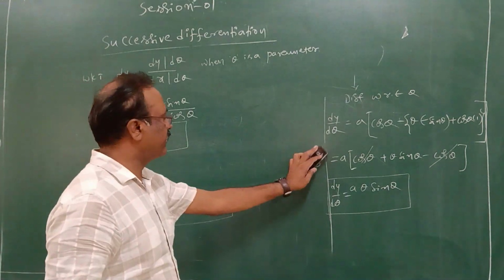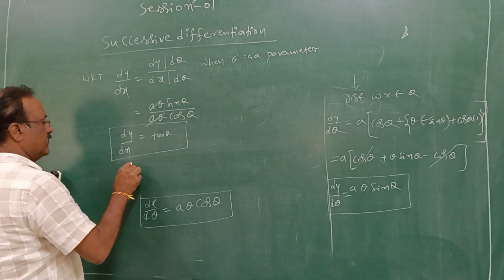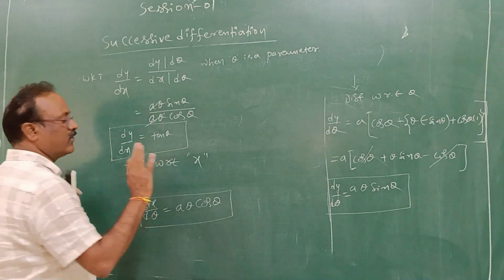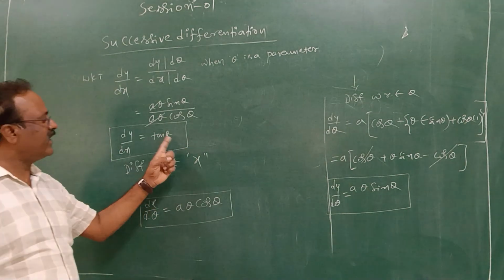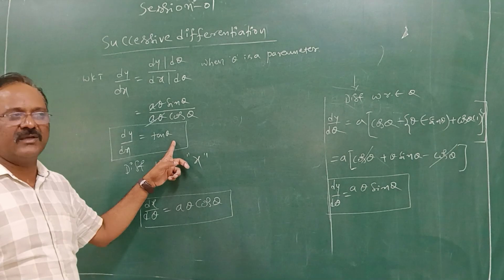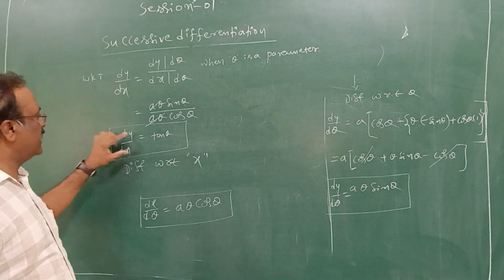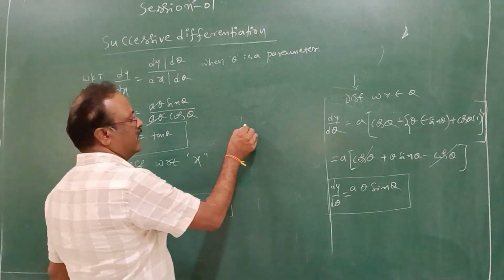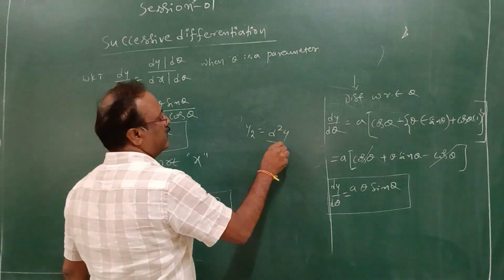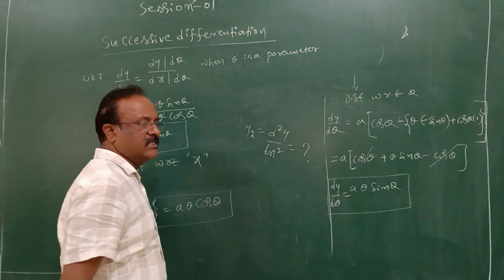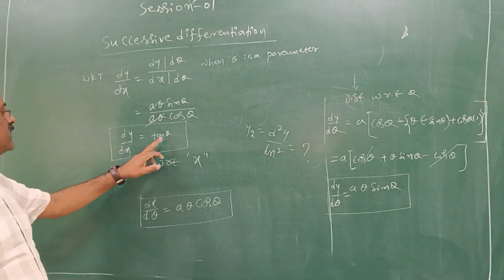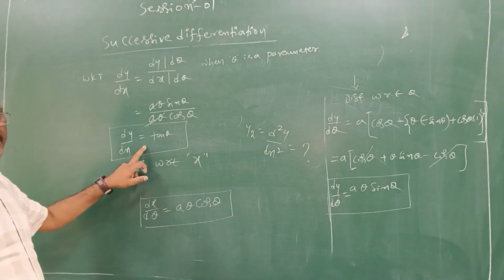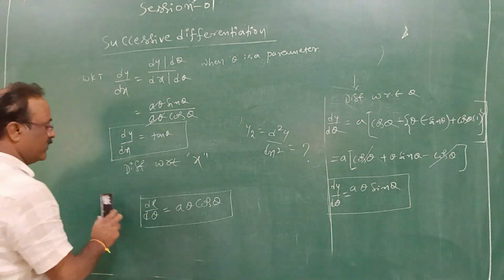Now I want to differentiate this with respect to x, not with respect to theta. You should take very great care here; most people will commit a mistake here. Here dy by dx is tan theta. Actually, I need y2, which is nothing but d squared y by dx squared. The function in terms of theta is there. Now I want to differentiate this dy by dx with respect to x.